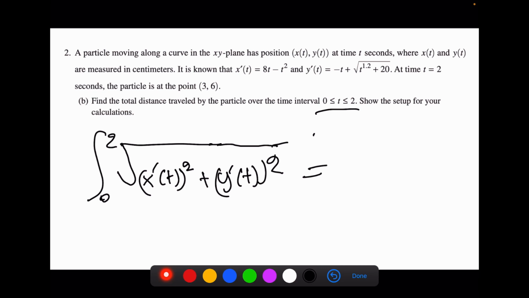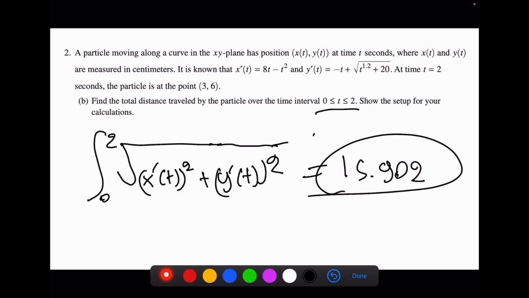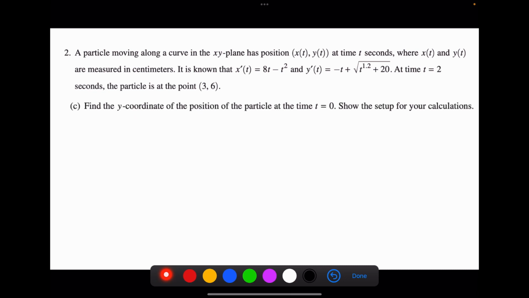I'm supposed to integrate from 0 to 2 the square root of x prime of t squared, so y1 in my calculator, plus y2. And we're integrating with respect to time, obviously. I'm getting an answer of 15.902. We do not need units, so I think we should be fine with simply this. My calculation in the calculator may be wrong, but I do get points, I think, for setting up the integral here.